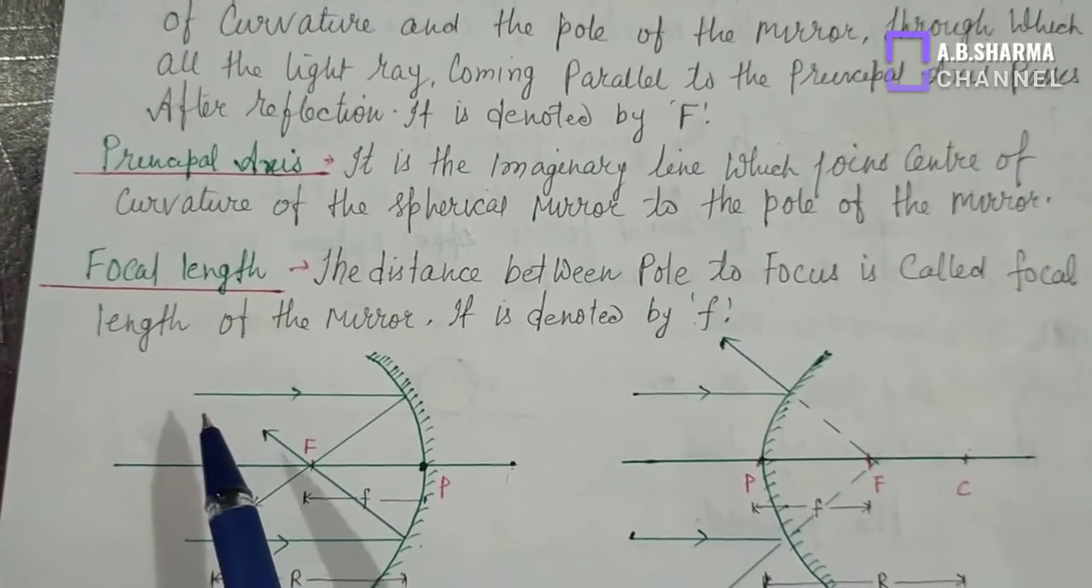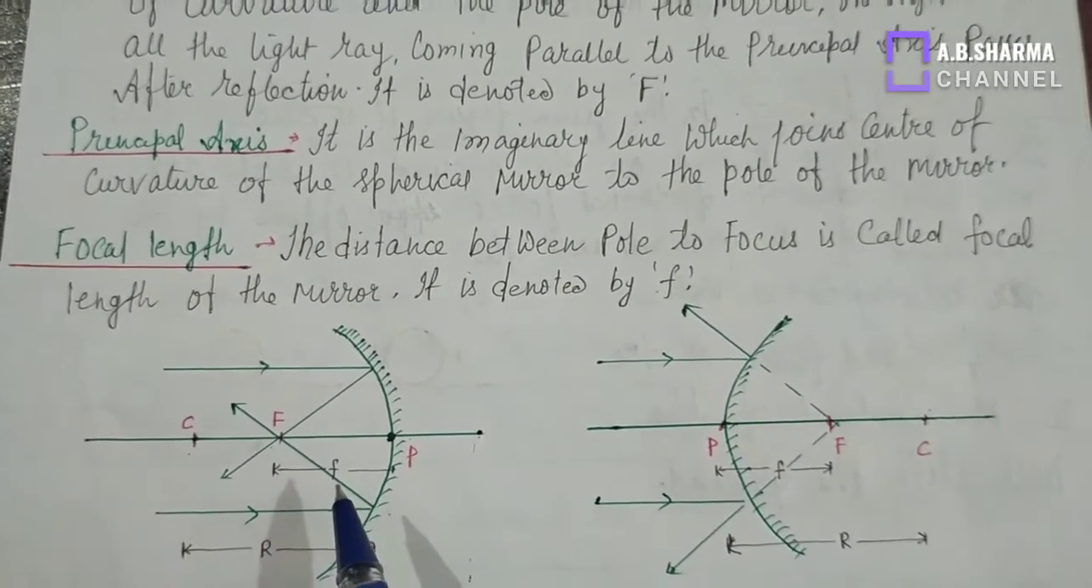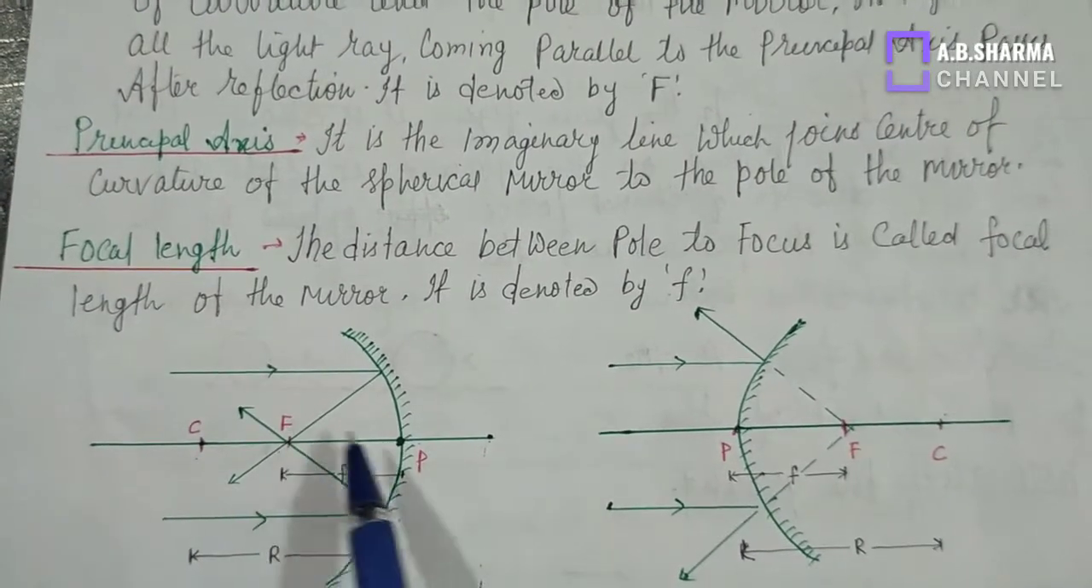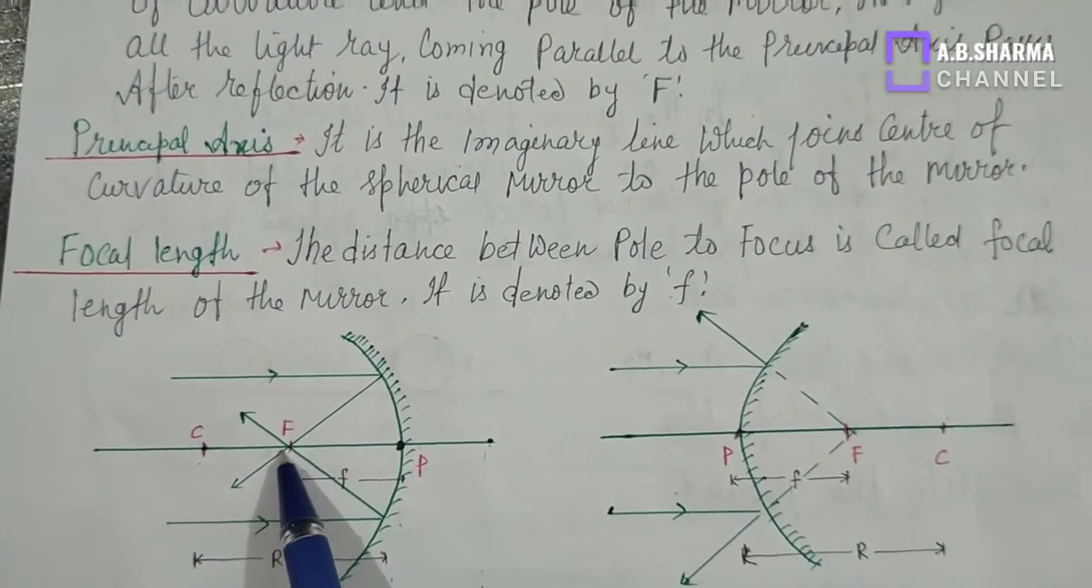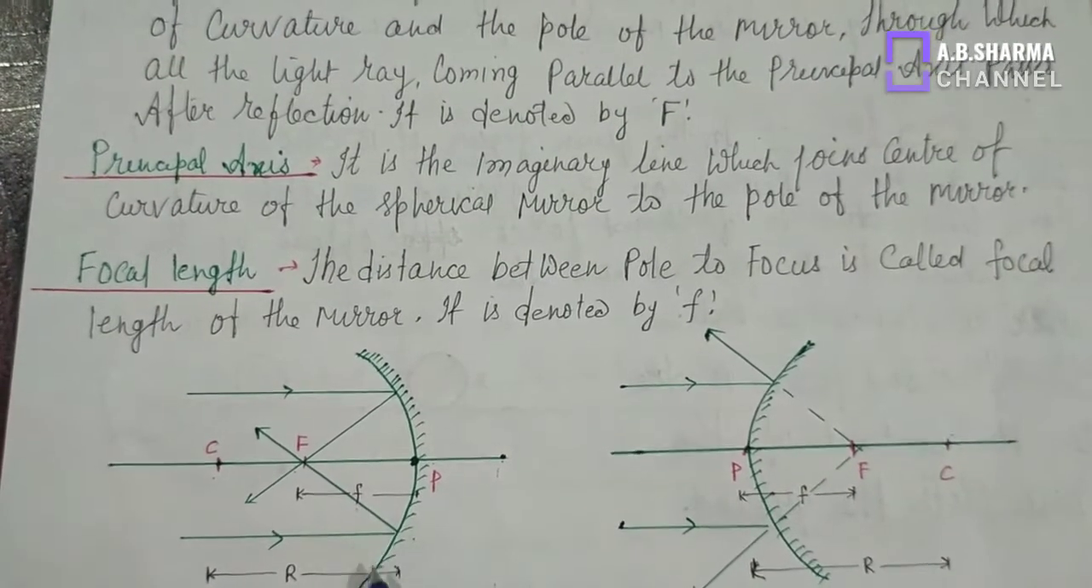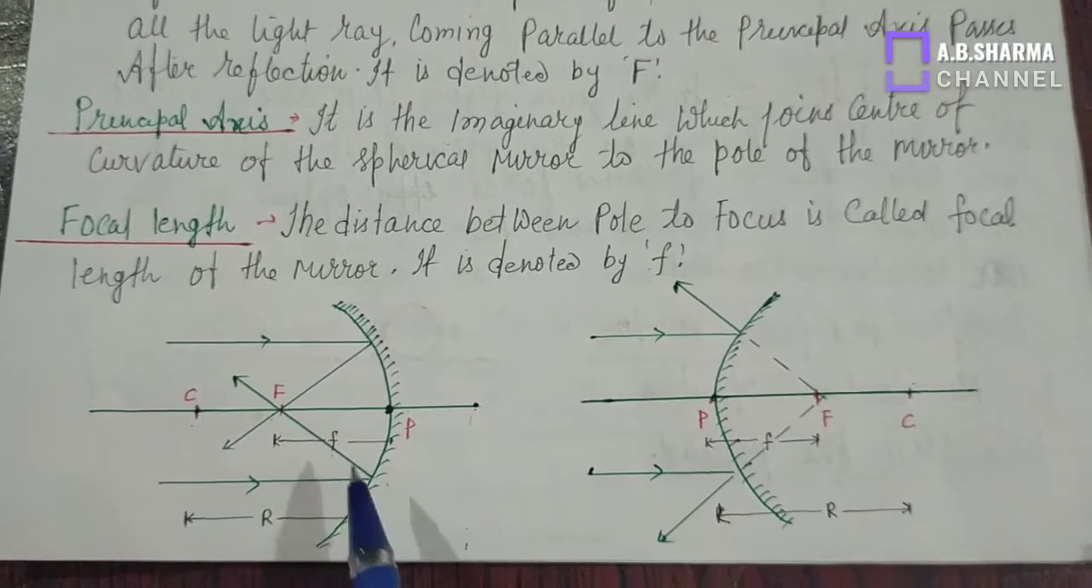And the focal length. The distance between pole and focus is called focal length. It is denoted by small f. These are the points associated with the spherical mirror.